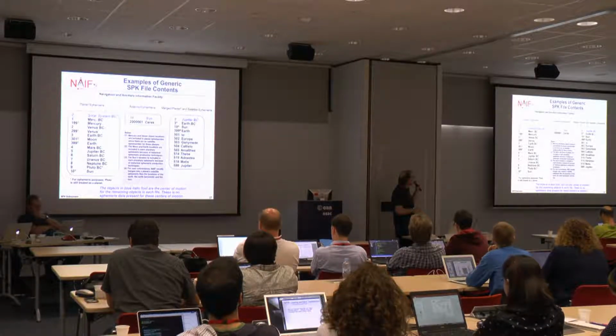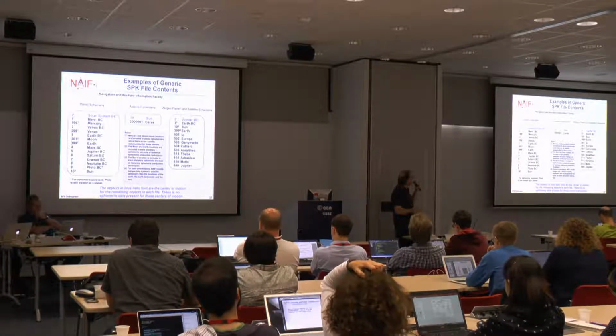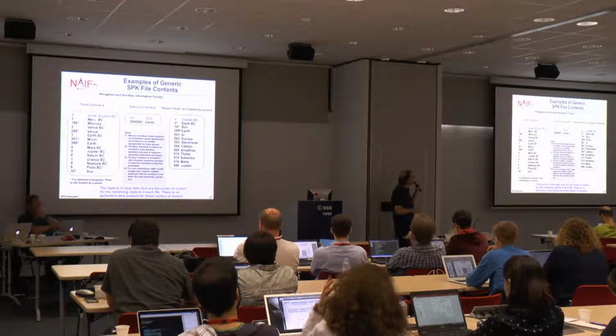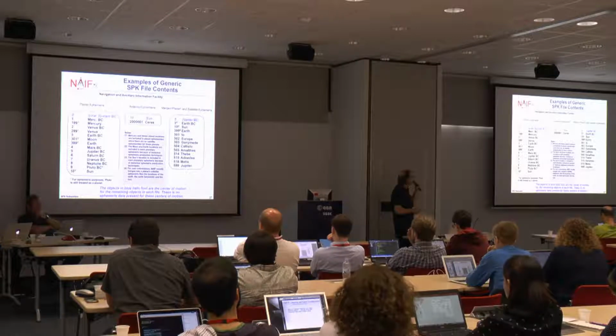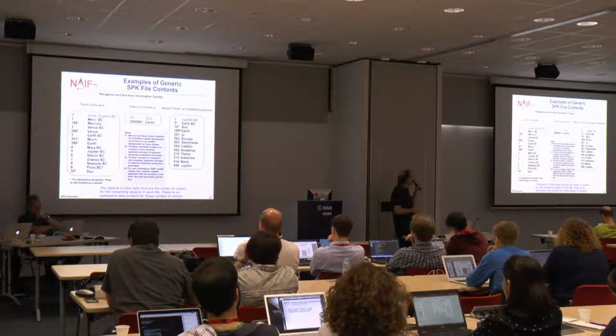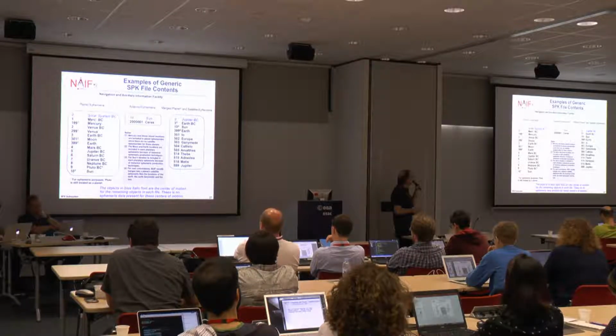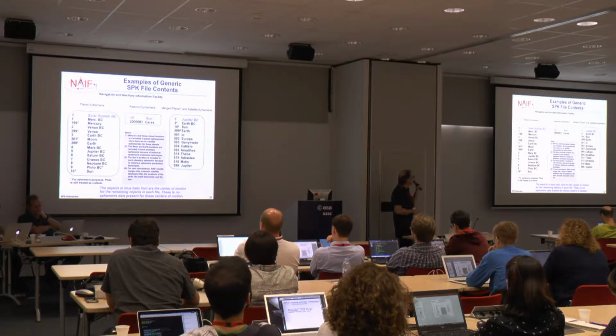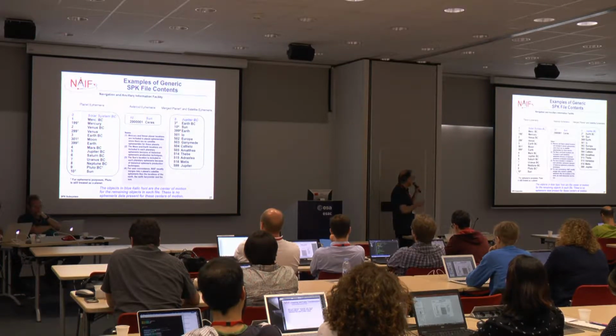Here's a merged example of a merged planet and satellite ephemeris, and we see we've got the Jupiter barycenter. Sorry, we don't have the Jupiter barycenter. That's treated as a center of motion. The Earth-Moon barycenter, Sun, Earth, various Jovian satellites, and Jupiter itself, all in this one SPK file.